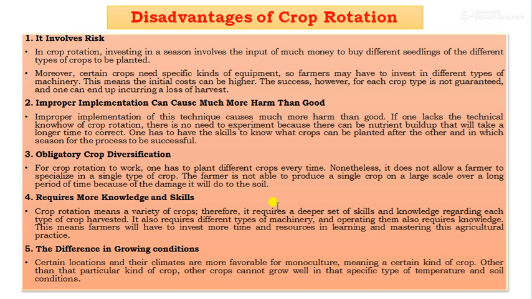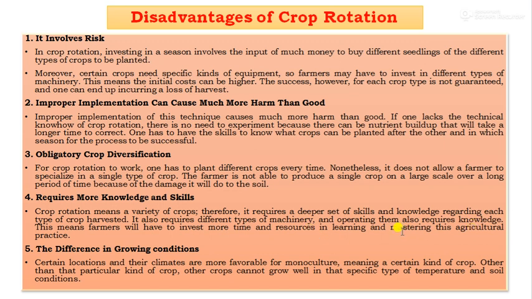Then it requires more knowledge and skills. Crop rotation means a variety of crops. Therefore, it requires a deeper set of skills and knowledge regarding each type of crop harvested. It requires different types of machinery, and operating them requires knowledge. This means farmers will have to invest more time and resources in learning and mastering this agricultural practice.